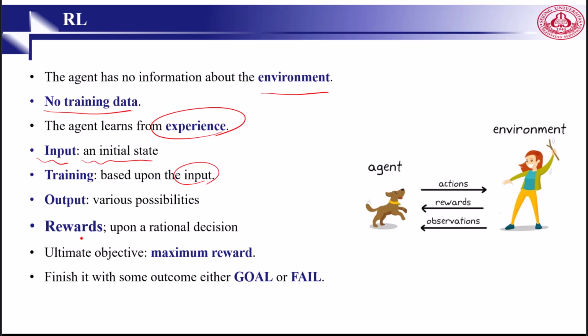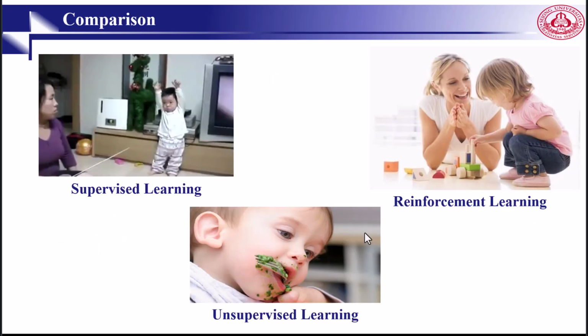The agent receives rewards by doing the right action and receives penalty or negative rewards by doing the wrong action. The best solution is decided based on the maximum reward. Finally, it will finish with some outcome, either goal or fail. To place it in context, let's recall the main classes of machine learning once again.